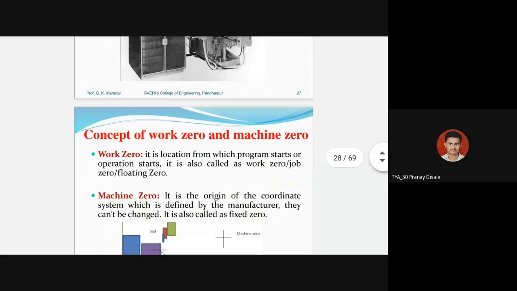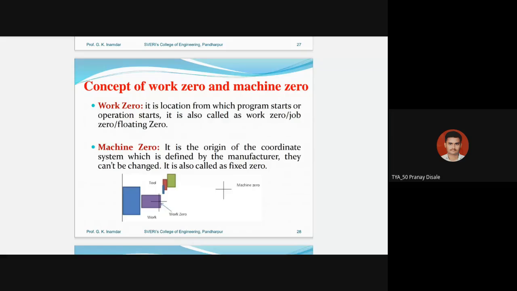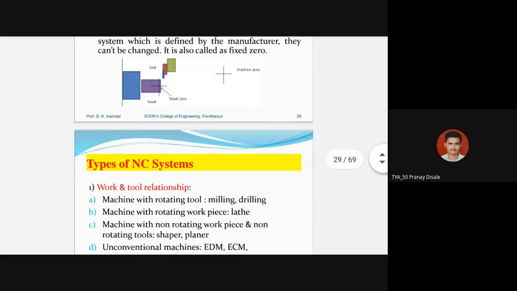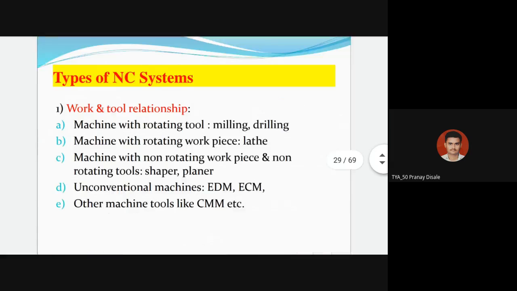Also, the concept of work zero and machine zero we already studied. What is work zero? Work zero is the starting point of the workpiece. What is machine zero? The extreme point of the coordinates, the end point of that coordinate, is the machine zero. The initial point of the overall machine construction is the machine zero. Now today we have to study the types of CNC system.